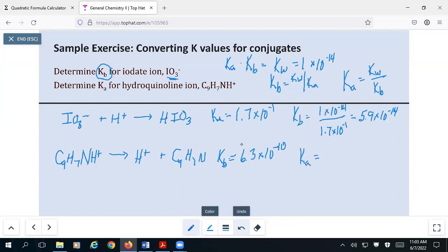Which means that this conjugate, after we divide it into Kw, (1.6 times 10 to the negative fifth), this conjugate is actually right on the scale of acetic acid in terms of its acidity.